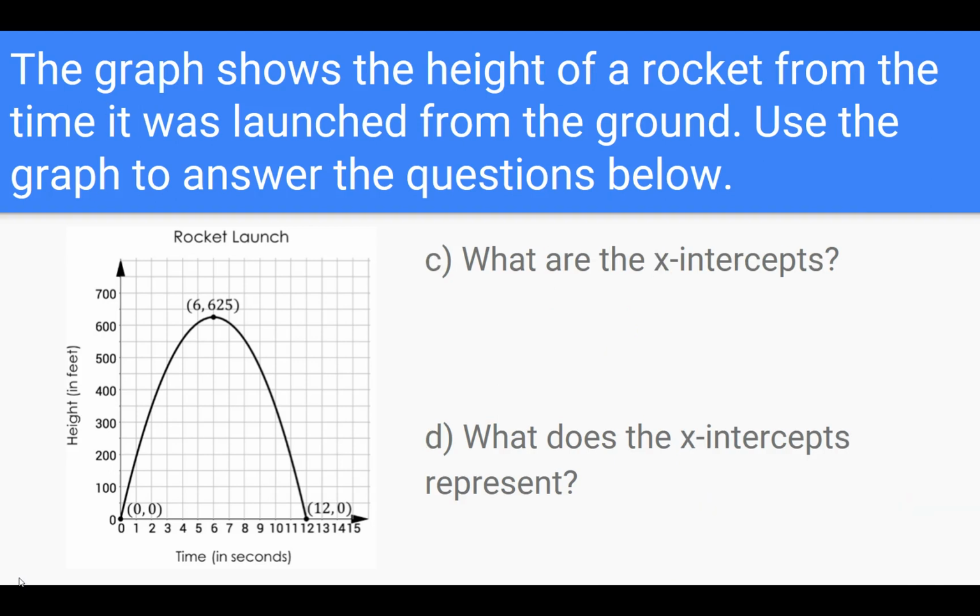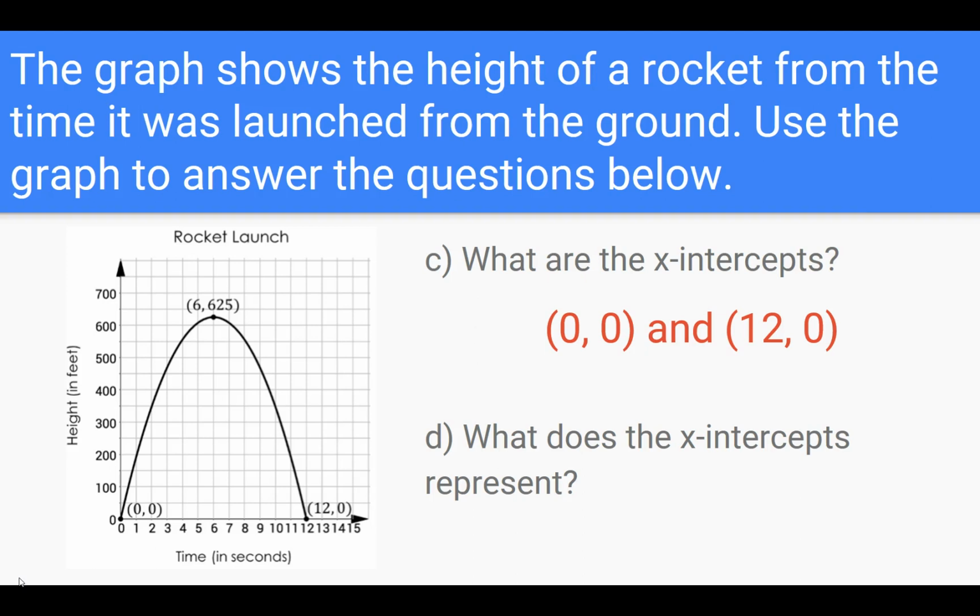All right, Brennan, how about an x-intercept? 0, 0, and 12, 0. Good. Elijah, what do those represent? When it comes to the rocket, what does that show about the rocket? Okay, where it came down. Good. Jenny. It shows that it took no seconds to, like, where it started. Okay.